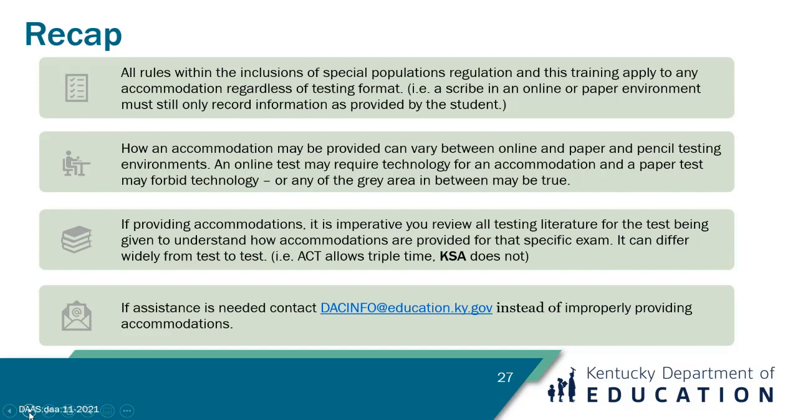If you are providing accommodations, it is imperative that you review all testing literature for the tests being given and understand how accommodations are to be provided for that specific exam. This can differ widely from test to test. An example of this, the ACT allows triple time, the KSA does not. It is never a good idea to assume because you have provided accommodations on one online test that things will be the exact same on another online test. Always read the testing literature prior to administration.